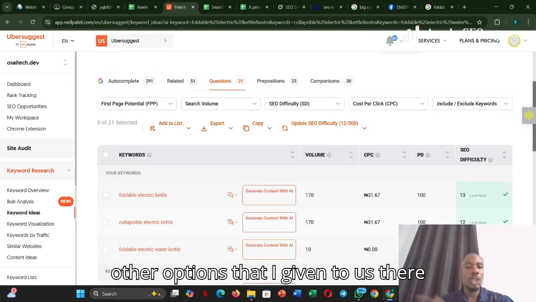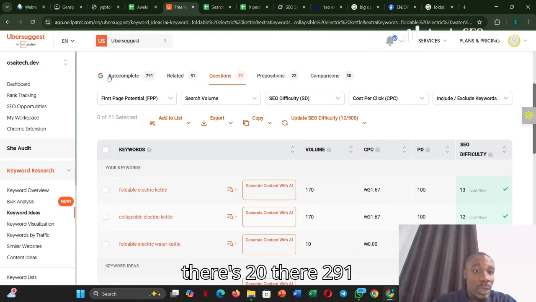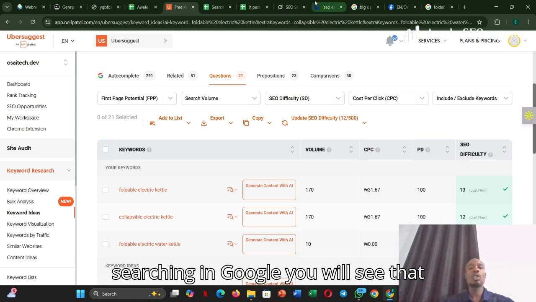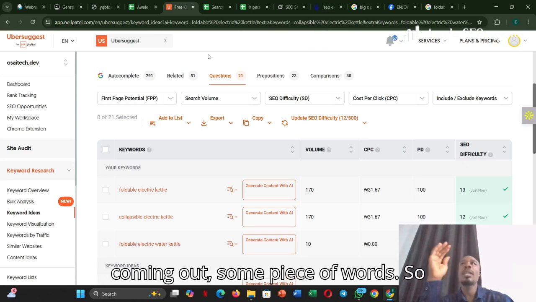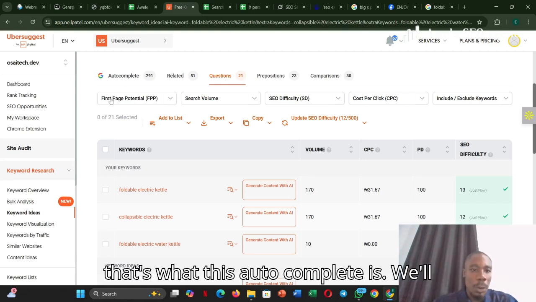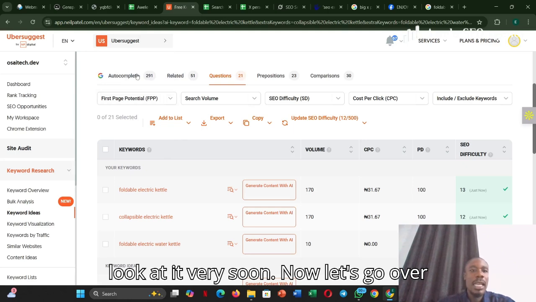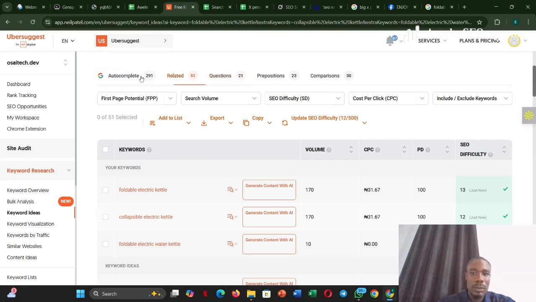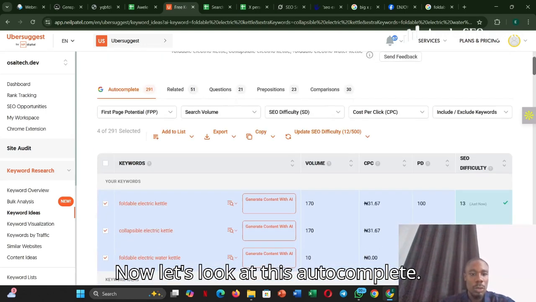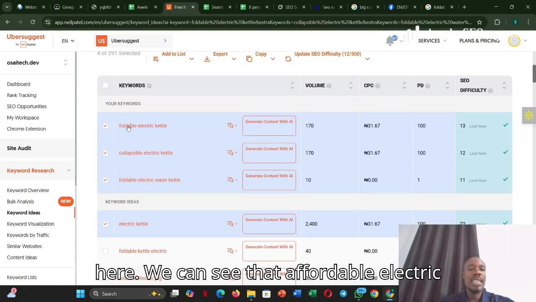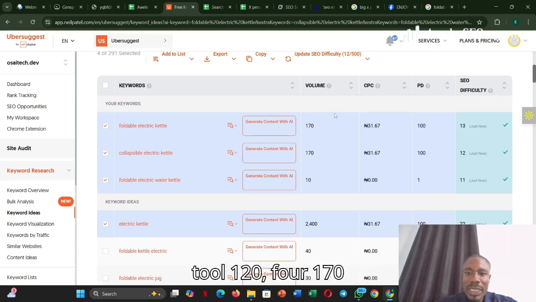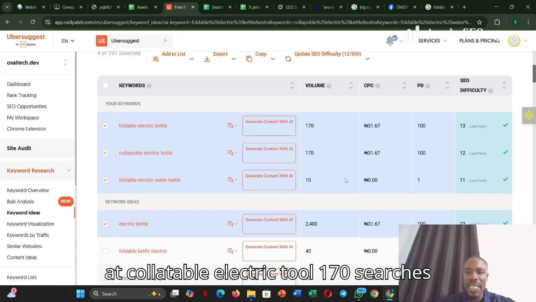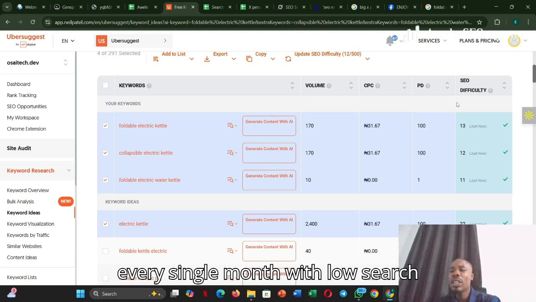You can see that there are other options given to us. There are 291 autocomplete. For example, when we're searching in Google, you will see that some words come out, some bits of words. That's what autocomplete is. We'll look at it very soon. Now let's look at this autocomplete, and the keywords that we get here. You can see that affordable electric kettle has 270 searches every single month. Look at collapsible electric kettle: 170 searches every single month with low search difficulty.